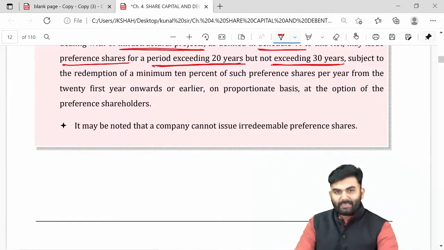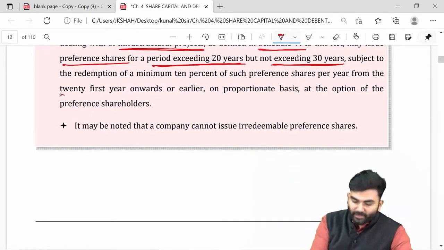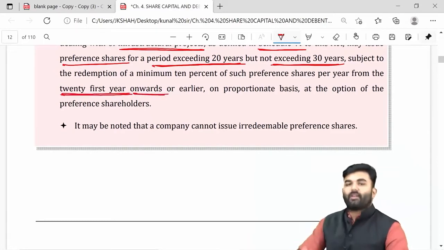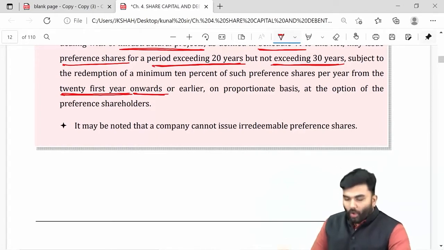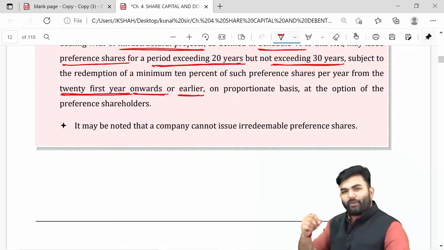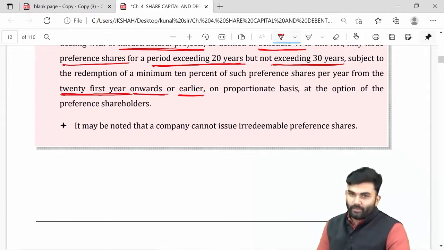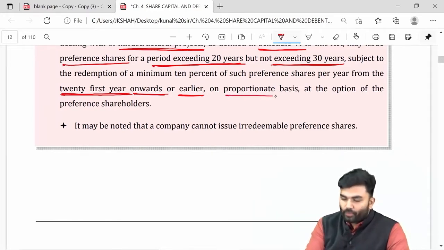But in that case, just after completing the 21st year onwards, or earlier, meaning on expiry of the 20th year, the company will have to start redeeming part of the preference shares. The redemption will be done on a proportionate basis.